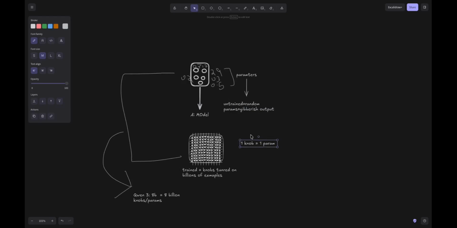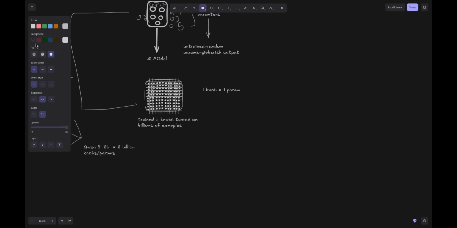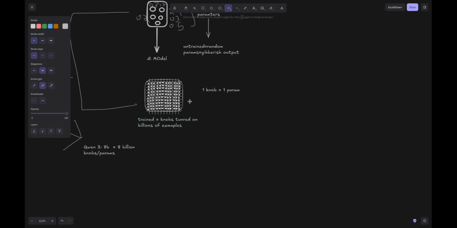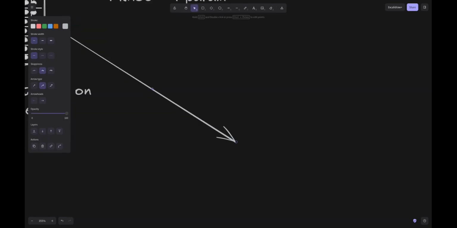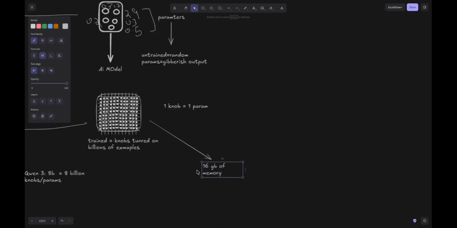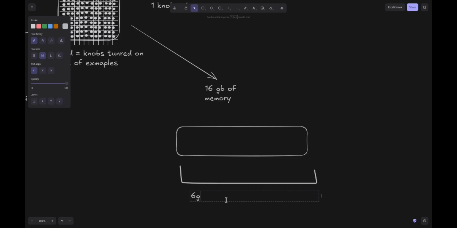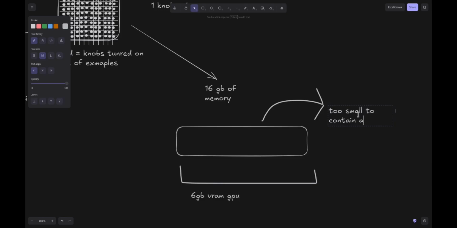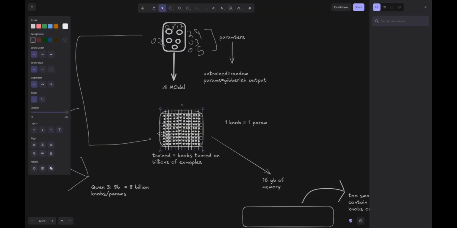Here's the problem. Every one of those 8 billion knob numbers has to physically sit somewhere in memory, so the GPU can use it during calculation. If we store each number at full precision, 16 bits, or 2 bytes, 8 billion of them needs about 16 gigabytes of memory. My GPU has 6. On paper, this should be impossible. This is where quantization comes in.